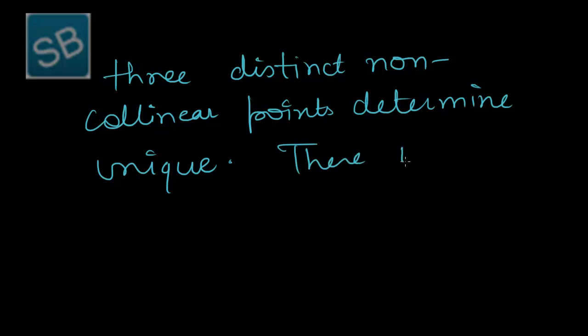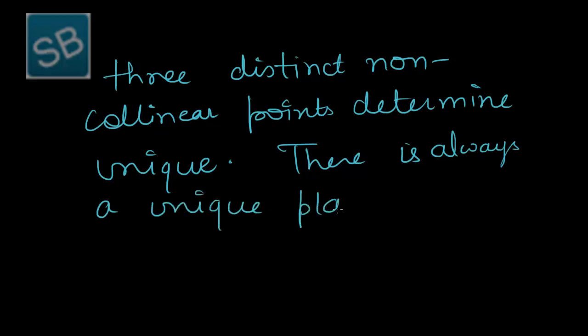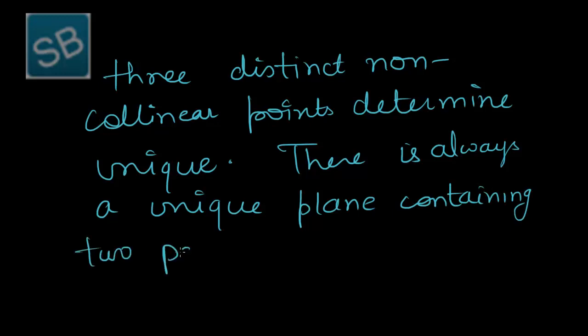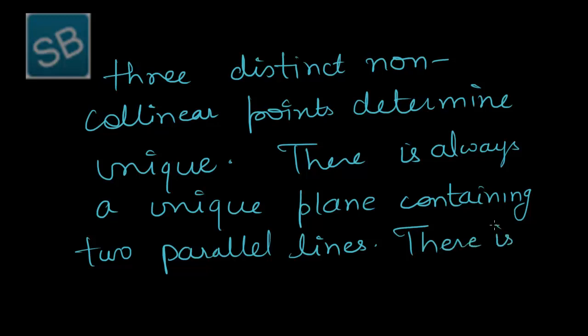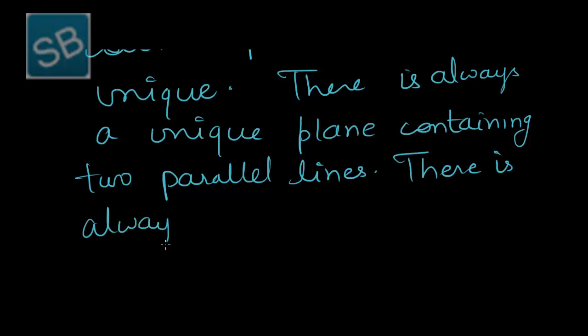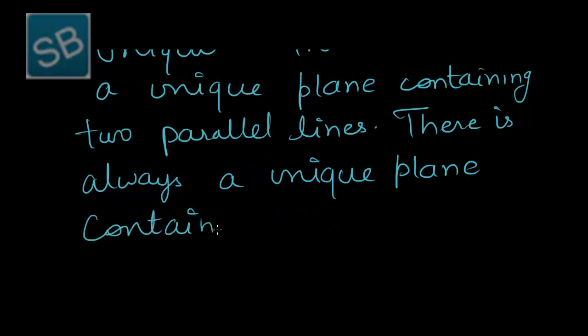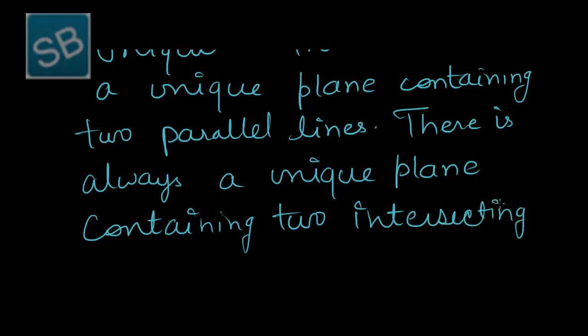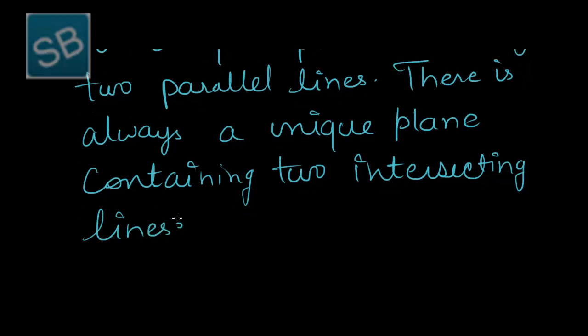So there is always a unique plane containing two parallel lines. That is, there is always a unique plane containing two intersecting lines. That is, a plane may consist of two parallel lines or two intersecting lines.